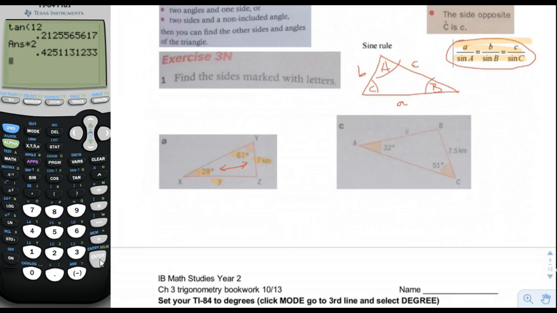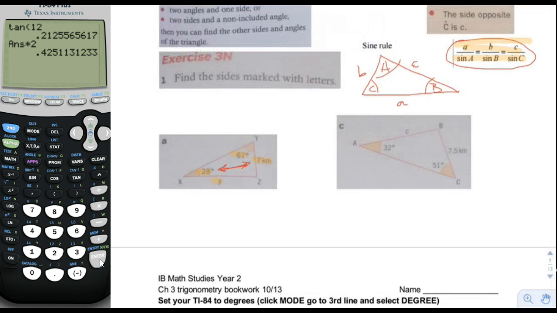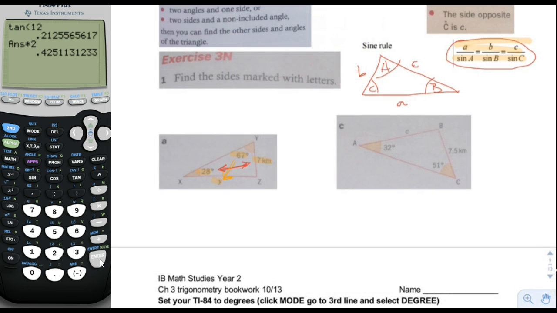Okay, so you see, we know this red relationship. So because we know the red relationship, we can figure out this orange relationship. Even though we only know one side of the orange, we can use the 67 degrees to figure out the y. And let me show you why that works. First, we're going to write the equation. We're going to write a over sine of A equals small b over the sine of B.